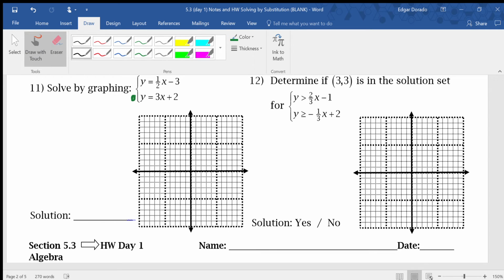Okay, so this first equation up top is already in slope-intercept form, so I can go ahead and graph it. So I'm going to start at negative 3. And then I'm going to go up 1, right 2, up 1, right 2, up 1, right 2. Okay, I do not know why it's erasing all of my lines, or all of my dots, I should say.